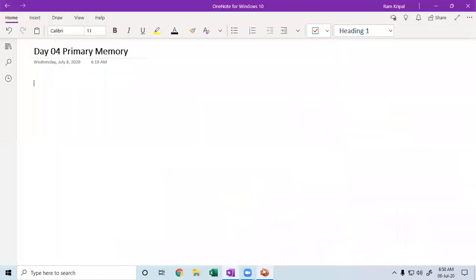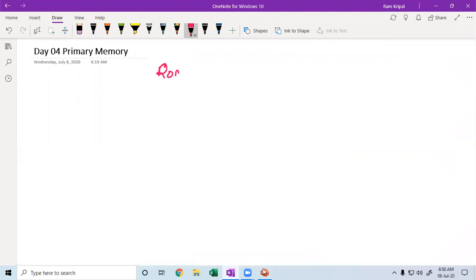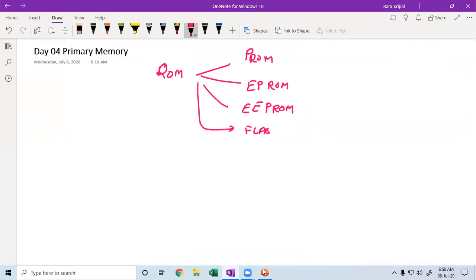So if I want to summarize this ROM set, this ROM is divided into what is known as PROM, EPROM, EEPROM, and Flash-ROM. So what is the problem with PROM? Write once. You could write data, but you can't erase it. Write once and then no more. That's the problem.